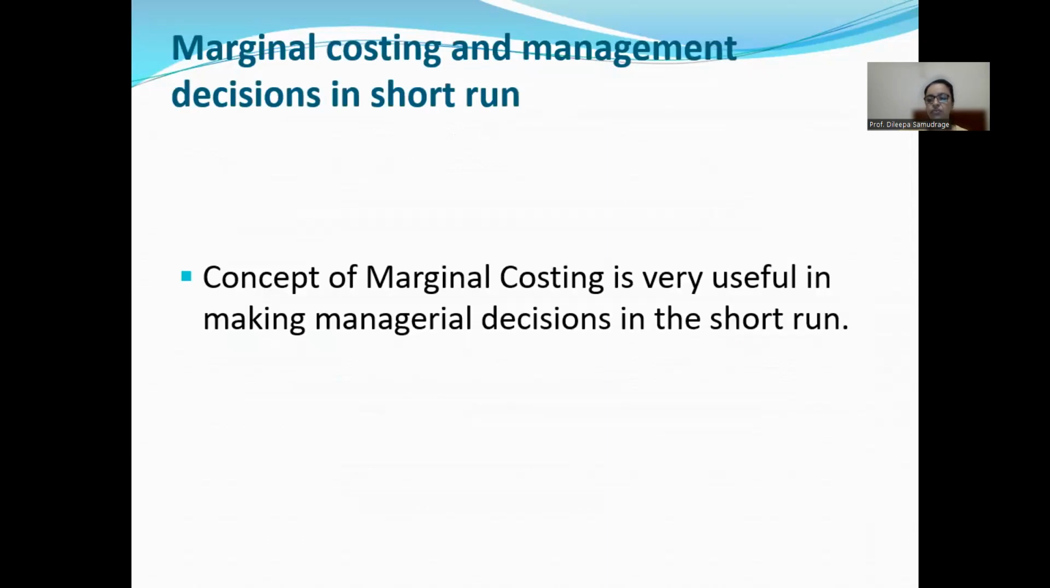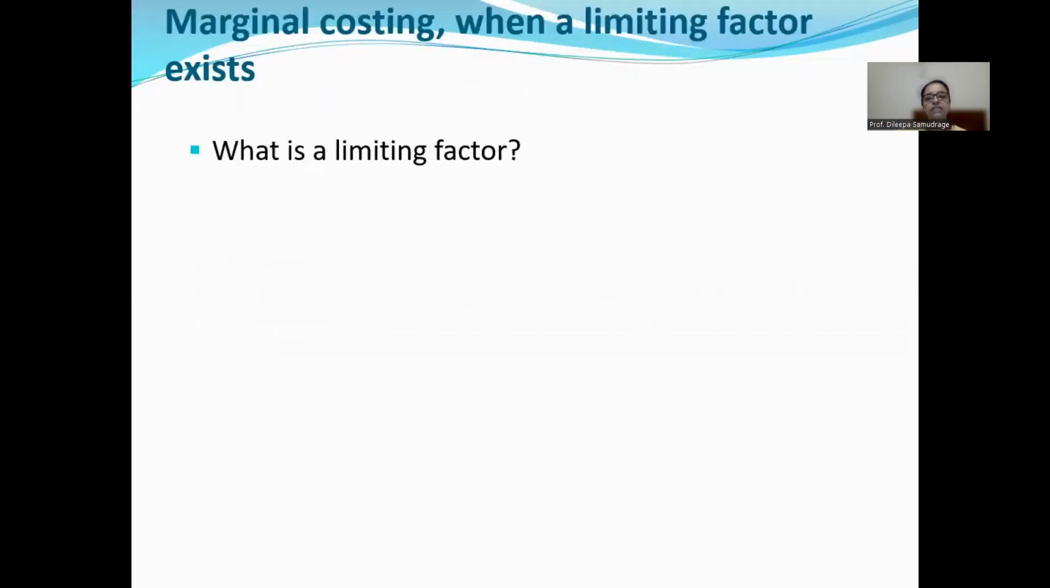So there are 4 types of decisions: when there is a limiting factor, accepting a special offer, dropping a loss-making product, and make or buy decision, right? The last time I asked you all to make groups and do the presentation today. So let's start from the first group: marginal costing when a limiting factor exists, right?